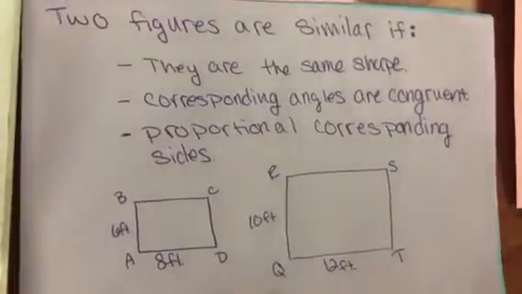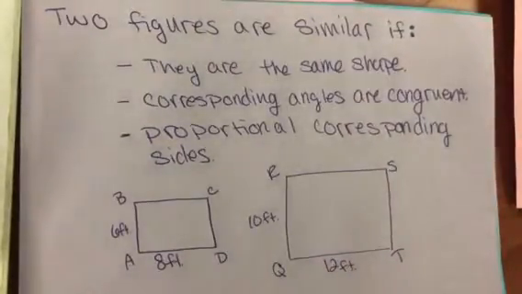Two figures are similar if they have all three of these things. They are the same shape. They cannot be similar if they're different shapes. That doesn't make sense. They could be a different size.